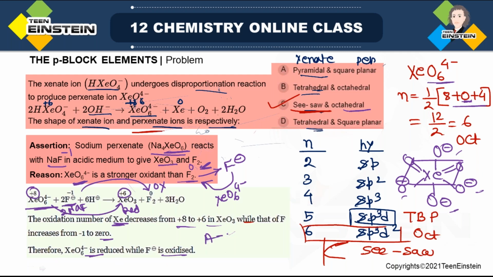So A is true, R is also true. A means assertion, R is reason, and the reason is the correct explanation for the assertion. So I hope the second question is also clear.